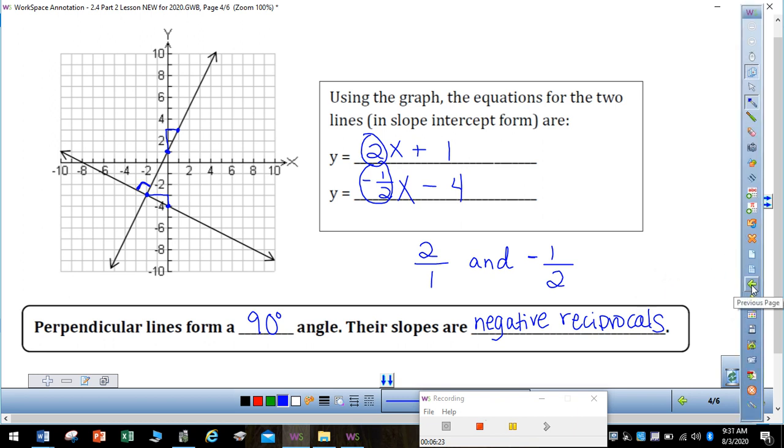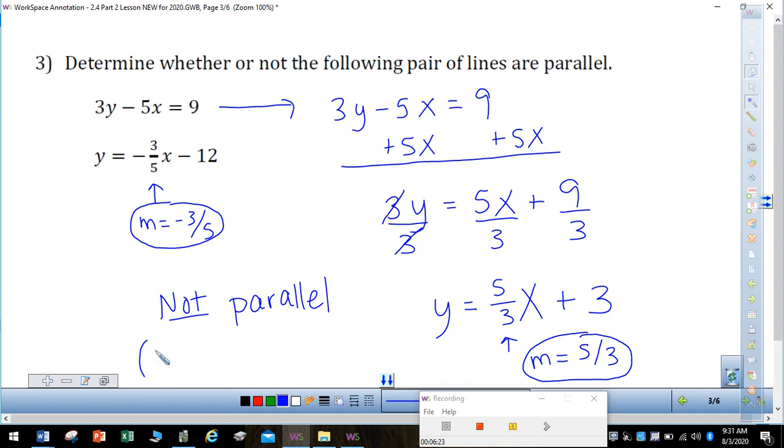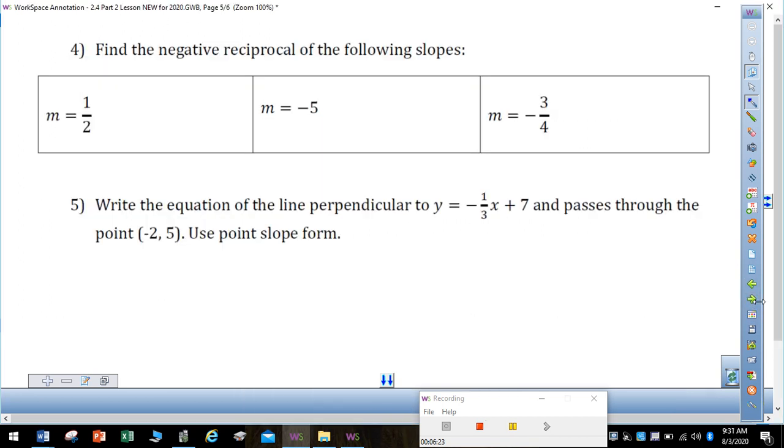So actually what's interesting is that if we go back to the previous problem where we had a slope of -3/5 and +5/3, those are negative reciprocals. One's positive, one's negative. We've got 3/5 and 5/3. So although these lines are not parallel, they are actually perpendicular. So we're going to think about negative reciprocals to help us now with a few problems involving perpendicular lines.